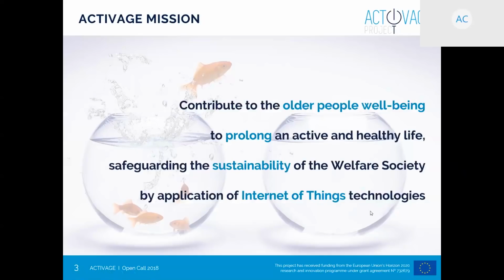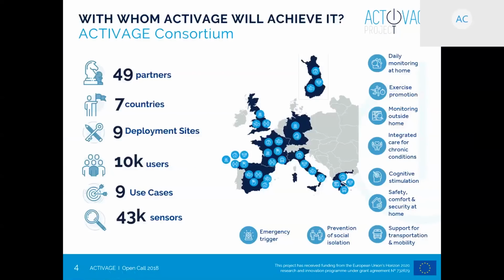First of all, I would like to share with you what we are looking for in this project. That is to contribute to older people's well-being, prolonging an active and healthy life, and safeguarding the sustainability of the welfare system by application of Internet of Things technology. The idea is to improve the quality of life and the autonomy of older people using IoT technologies.